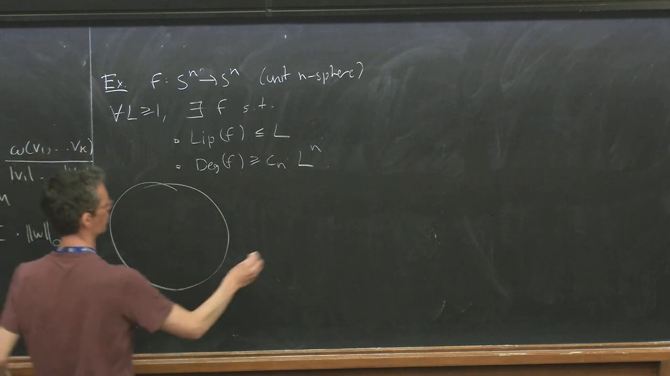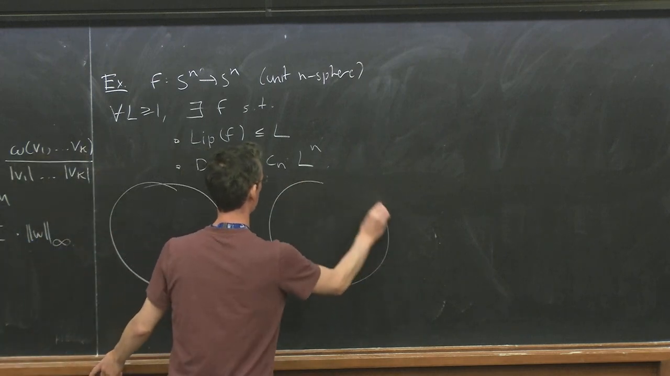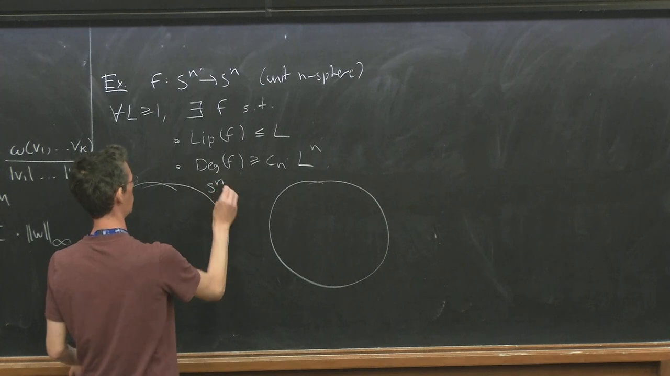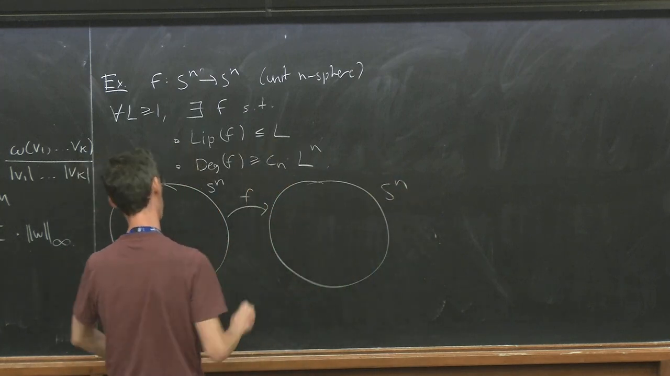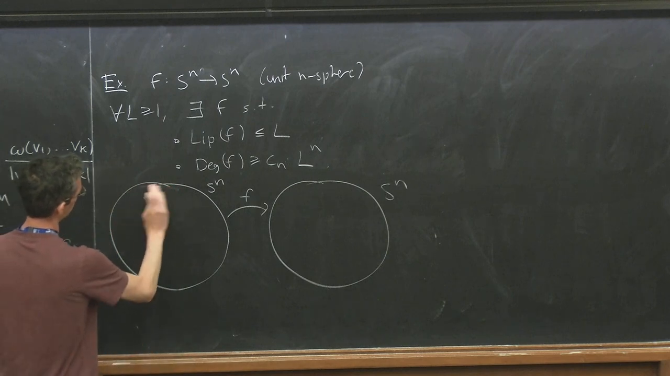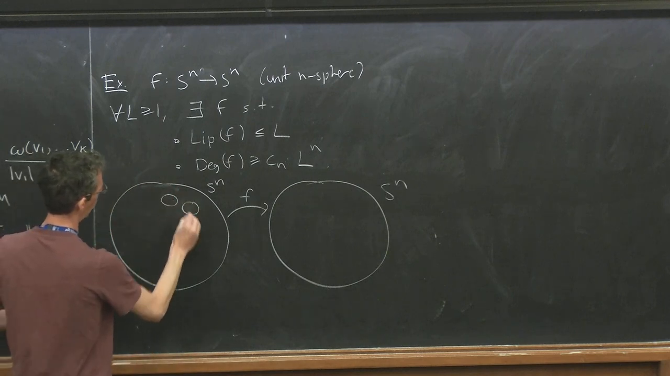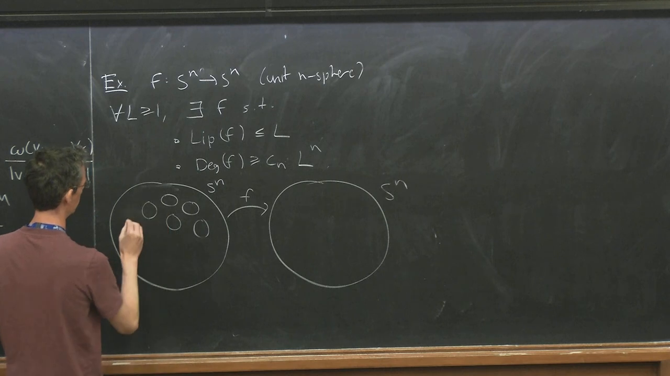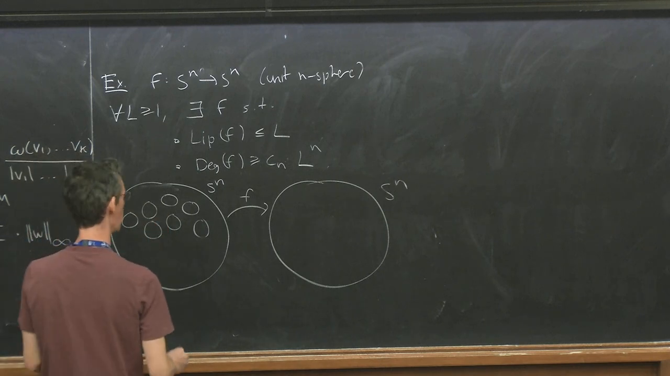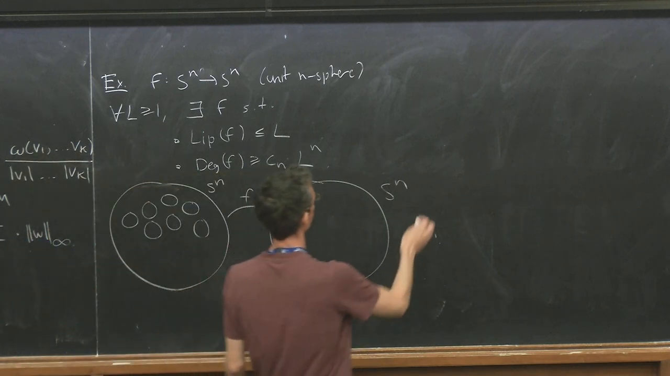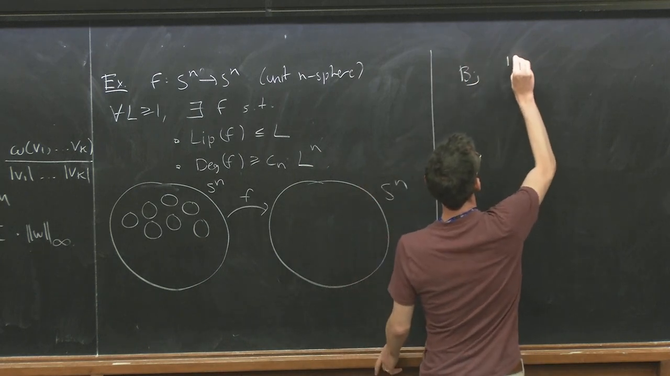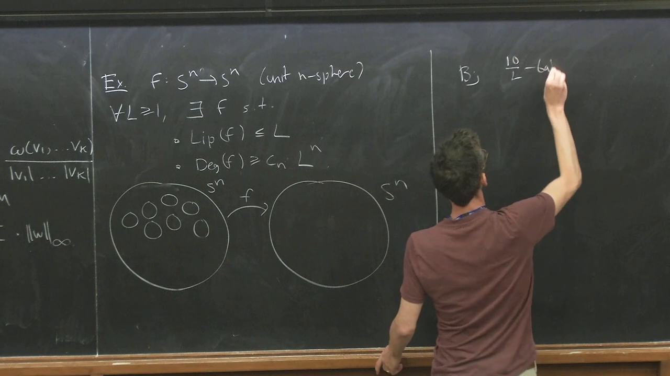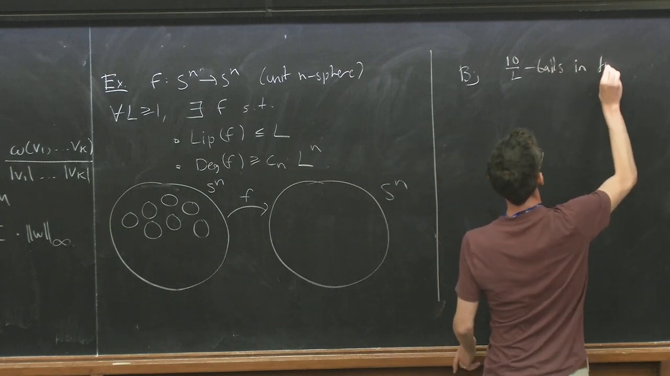Here's what the maps look like. These were discovered by Gromov in the 70s. So here's the domain, and here's the target. And we're going to try to build this map F. What I do is I find a bunch of disjoint small balls in the domain. So those balls, they're all right over here. So we have B_j are 10 over L balls in the domain.